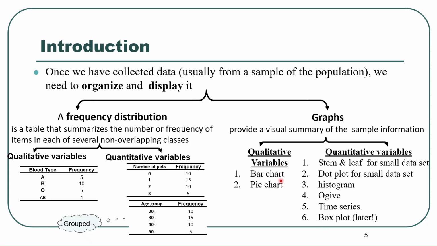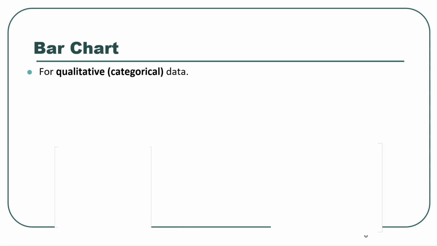So let's begin with the bar chart. What is a bar chart? A bar chart is a graph where you represent each class in your table by a bar, and it is only for qualitative or categorical variables. So each class in your table, in our previous example the table we saw on our previous slide, was blood type. So I'm going to represent blood type A as a bar, blood type B as a bar, and so on.